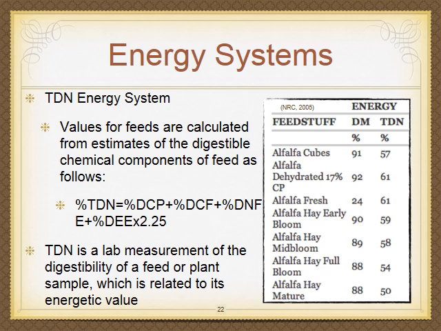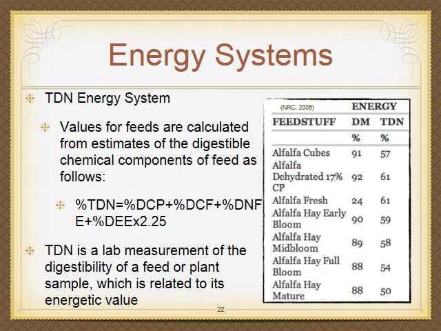So the TDN energy system produces values for feeds that are calculated from estimates of the digestible chemical components of feed as follows. The percentage of total digestible nutrients equals the percentage of digestible crude protein plus the percentage of digestible crude fiber plus the percentage of digestible NFE, or nitrogen-free extract, plus the percentage of the digestible ether extract times 2.25.